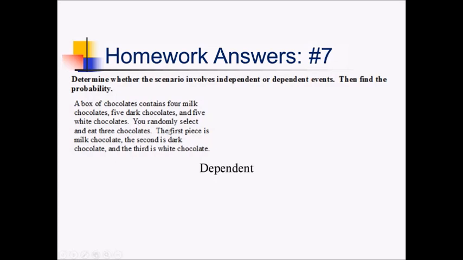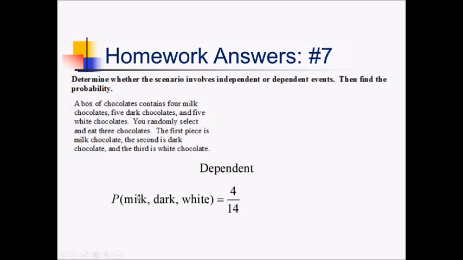So now the probability we're looking for is that the first piece is milk, the second is dark, and the third is white chocolate. So we want milk, followed by dark, followed by white. All right, well, let's talk about the probability of the milk chocolates first. And to do that, we need to know how many chocolates there are total for our total possibilities. So we had 4 plus 5 plus another 5. That's going to be 14 for our total possibilities. And of those, only 4 are milk chocolate. So we have a 4 out of 14 chance that first time around of getting a milk chocolate.